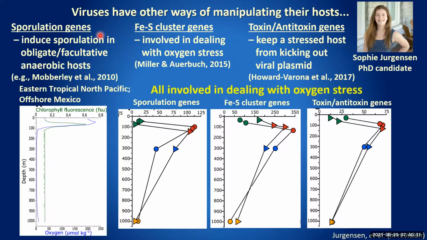So all of these things seem to be involved in dealing with oxygen stress. And this makes sense because their lowest abundance is in the upper ocean where there's plenty of oxygen, or down deep where there's oxygen. Their highest abundance is right here at the base of the oxycline, where oxygen is going from higher usable levels to low levels. And this could stress out the host cells.